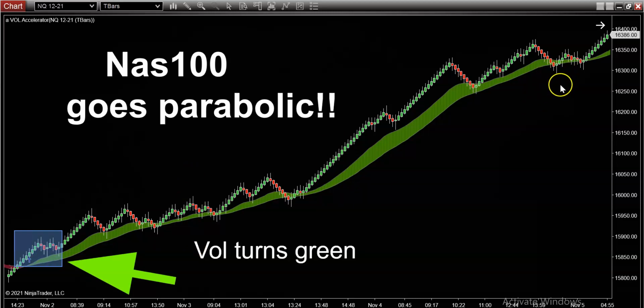Here's where we are right now. So this is actually 4 straight days. This is 4 consecutive days where a trend following strategy has paid huge dividends. This has been a massive payoff, all right, on the Nas100.